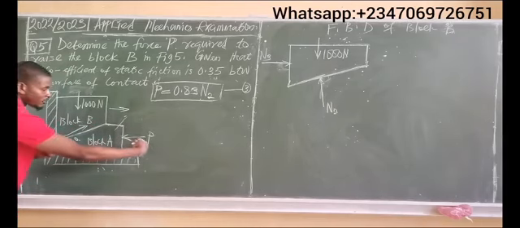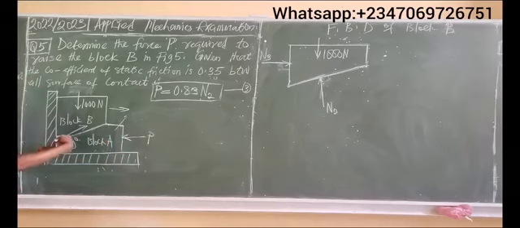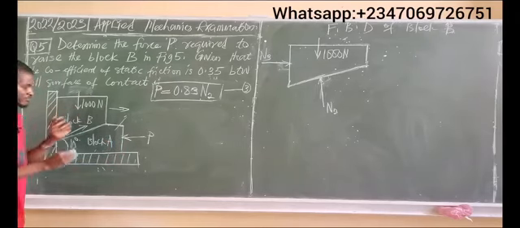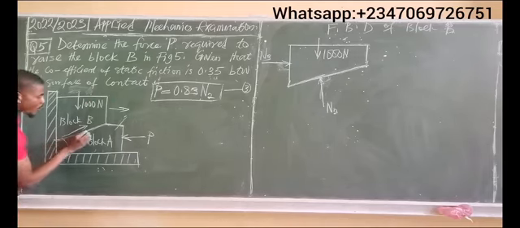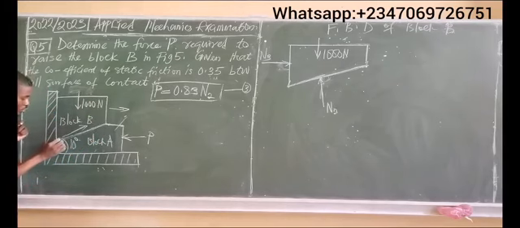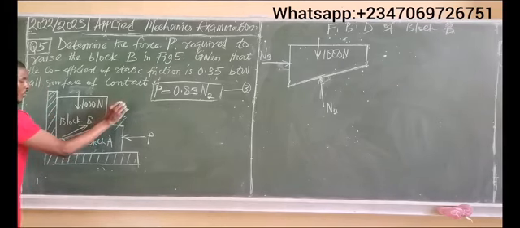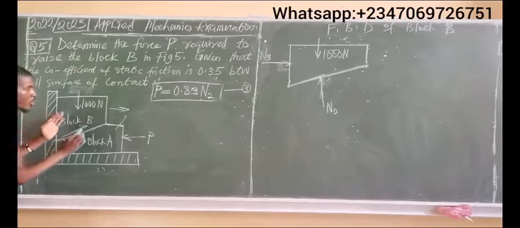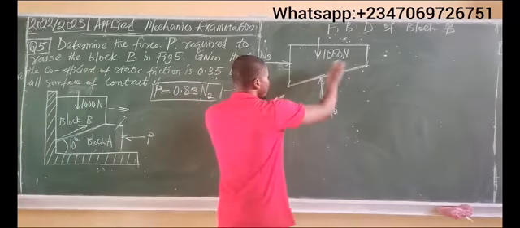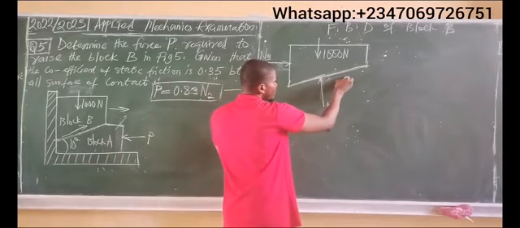So if this load is pushing this block to move to the left, it means block B is moving where? To the right, because of this inclined surface. So the motion of block B is to the right. It means that the motion on the incline is moving upwards on block B. That means the frictional force on block B will act where? Downwards. The frictional force on block B will act downward because on this incline, the motion of block B is moving upwards. So if motion is moving upwards, then the frictional force on this block will act down the plane.